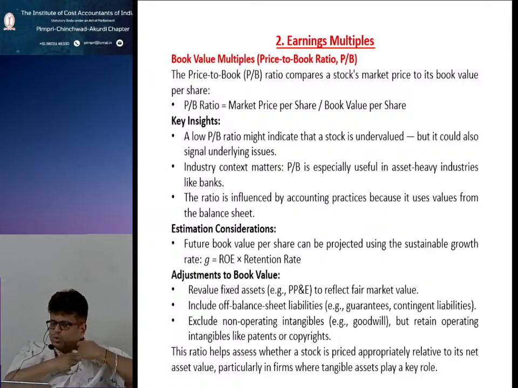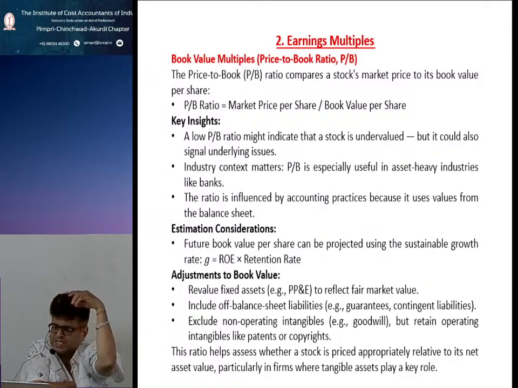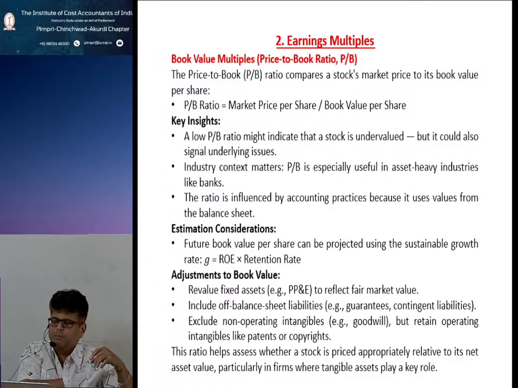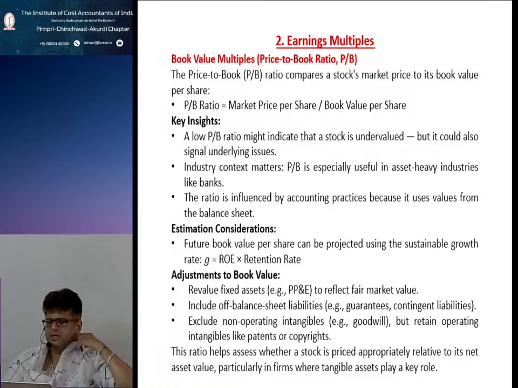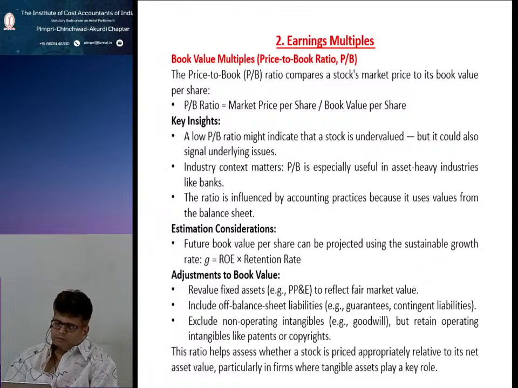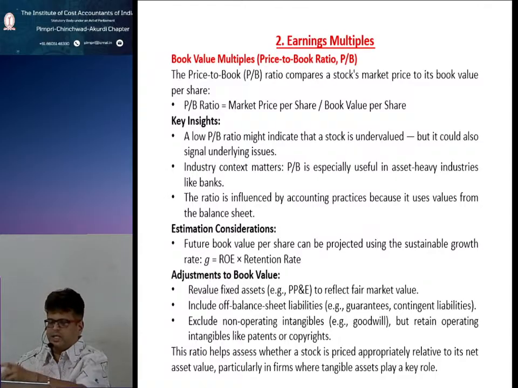Adjustments to book value typically revalue fixed assets. Example, PP and E to reflect plant, property and equipment to reflect fair market value. Includes off balance sheet liabilities, example guarantees and contingent liabilities. Excludes non-operating intangibles, example goodwill, but retains operating intangibles like patents or copyrights.